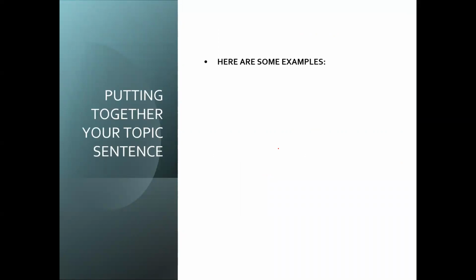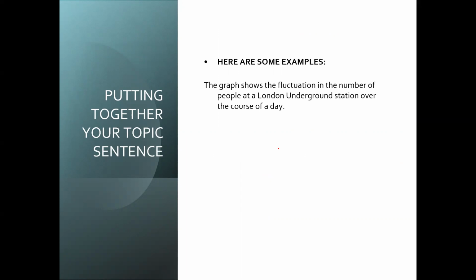Please put together what you know from the previous slide into the topic sentence. Here are the examples. The first one is you can say the graph shows the fluctuations. Kenapa kok di sini ada fluctuation? Karena tadi ada naik turunnya kan? Oke, naik turunnya dalam hal apa? The number of people. People means passengers, right? And then where is it? London Underground stations. And then when? So over the course of a day. So you have this one.